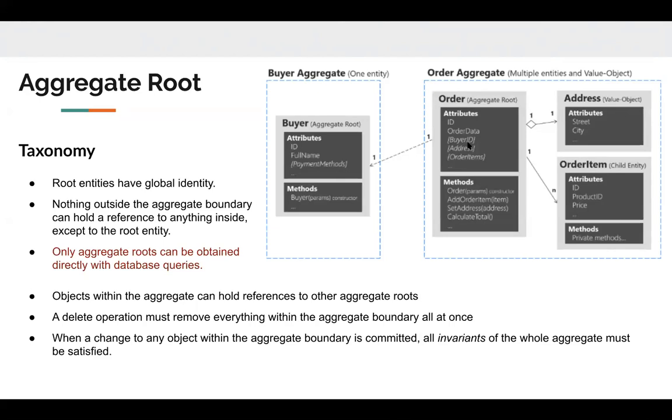Yeah. Objects within the aggregate can hold references to other aggregate roots. A deletion operation must remove everything within the aggregate boundary all at once. That kind of speaks to what Mike Shake was saying, the life cycle. When a change to any object within the aggregate boundary is committed, all invariants of the whole aggregate must be satisfied. Same thing that Mike was speaking to.